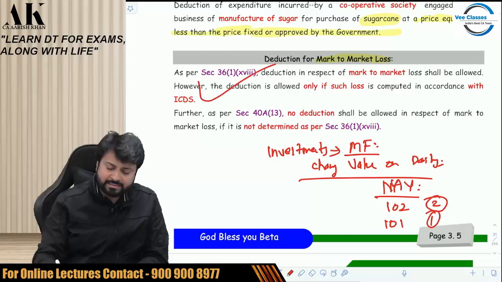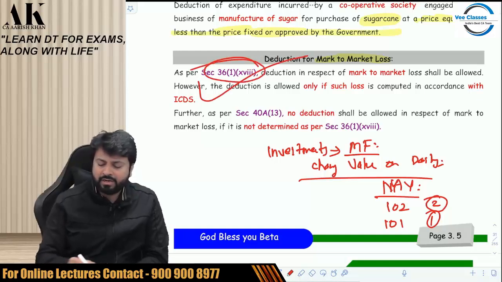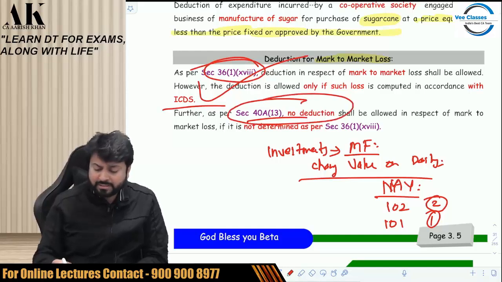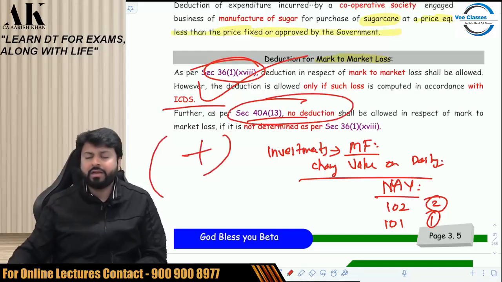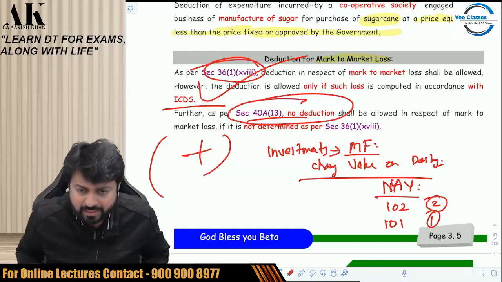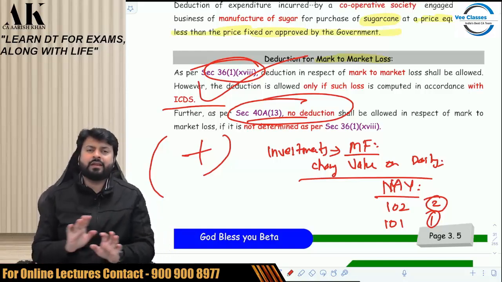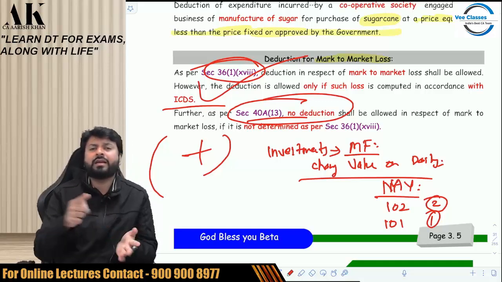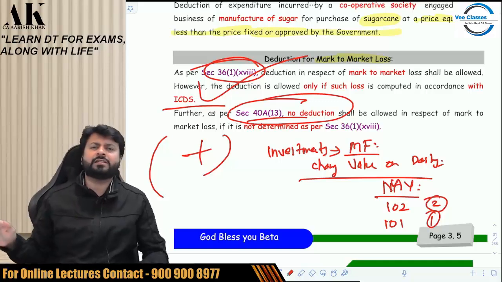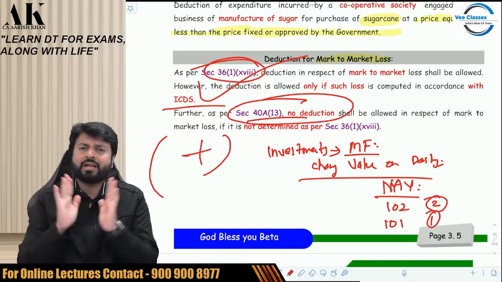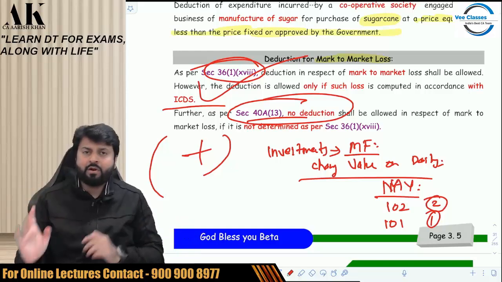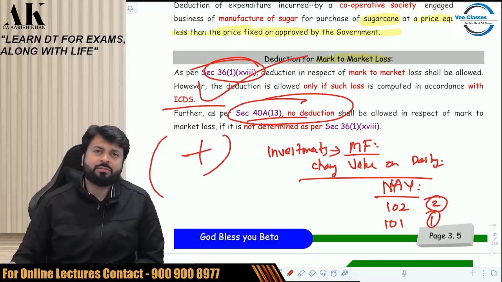The department says yes, only if you claim deduction as per ICDS. Okay. If you do not claim deduction as per ICDS, then it will not be allowed. It will be disallowed under the income tax law. So the law says very clearly mark to market loss is allowed as deduction, but only if you claim that deduction as per what? As per ICDS. If you are not claiming as per ICDS, please don't ask for the deduction. We are sorry for that. I hope it is clear to all of you. So this is what this topic is all about.